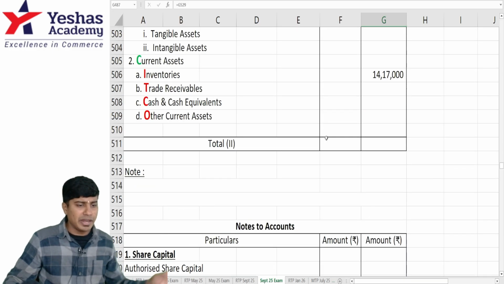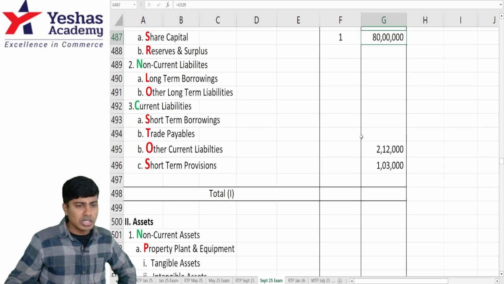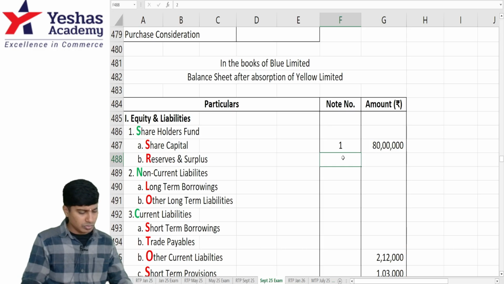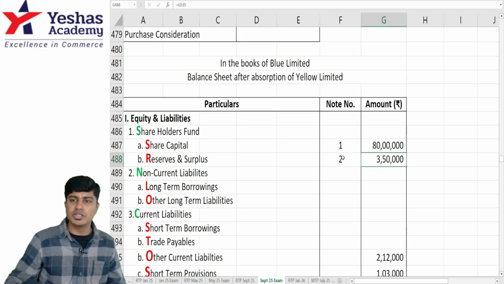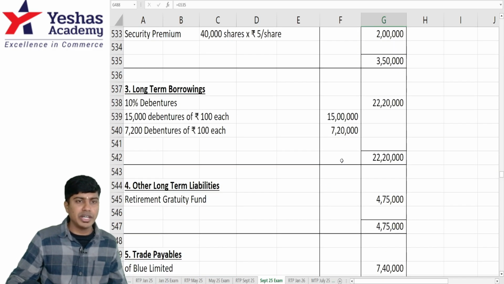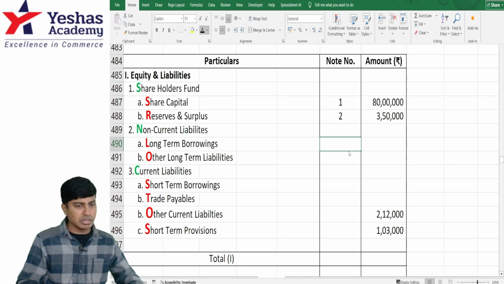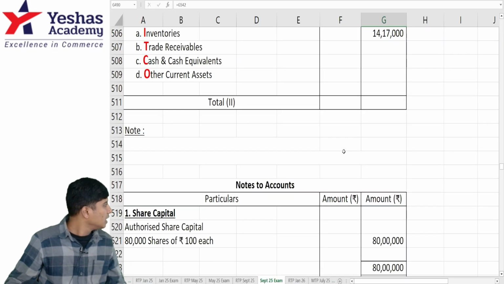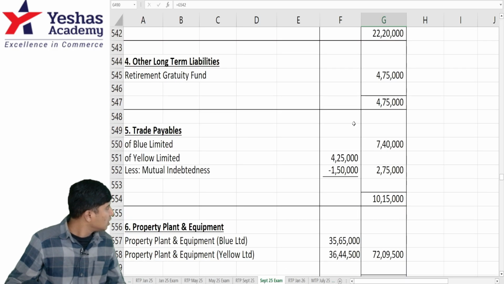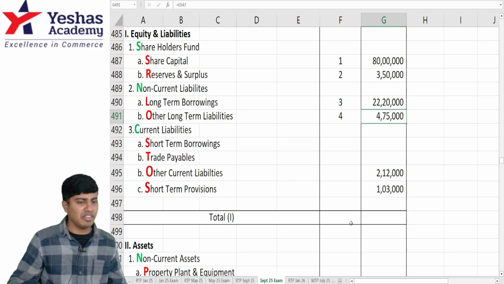Got it? Then after 80 lakh share capital, come to reserves and surplus, 3 lakh 50. Note number 2. Reserves and surplus 3 lakh 50. Then note number 3, long term borrowings 22 lakh 20. Then note number 4, other long term liabilities 4 lakh 75,000.